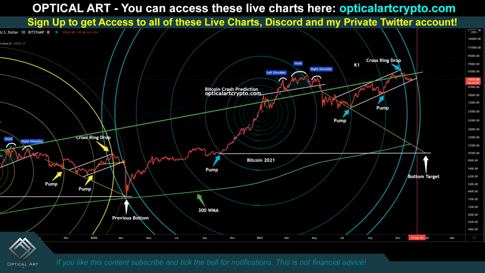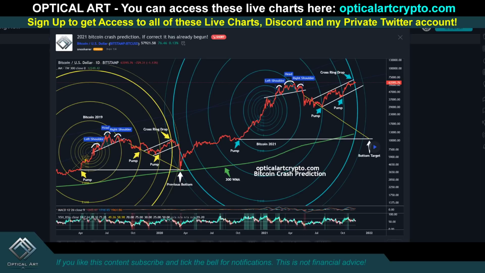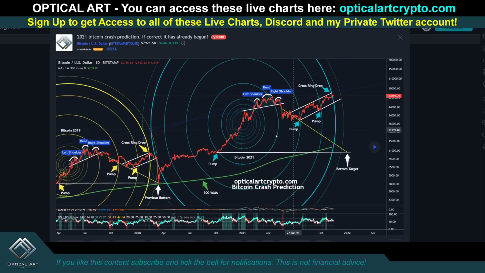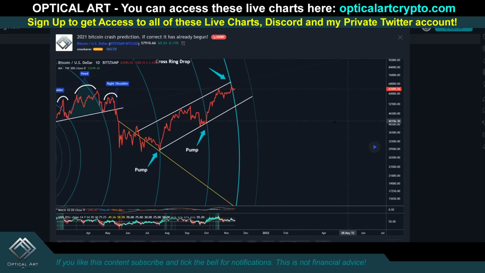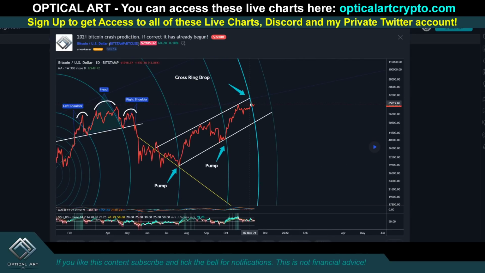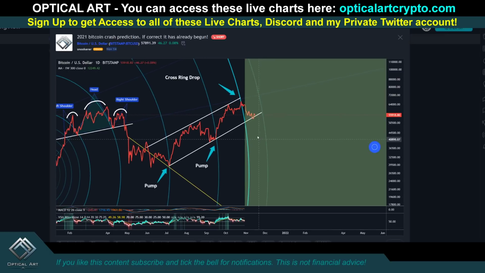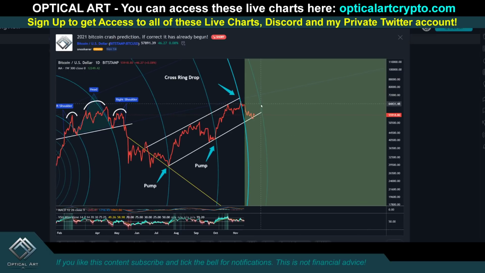But again, this chart here, I just want to show you, this was published on November 14th, right? And I just want to show you how accurate this has been so far. I'll break this chart down for you. I said when we cross this ring right here, cross ring drop, this arrow, you see as soon as we cross it, we came down to support and we're pushing up. And I'm expecting something major to happen.